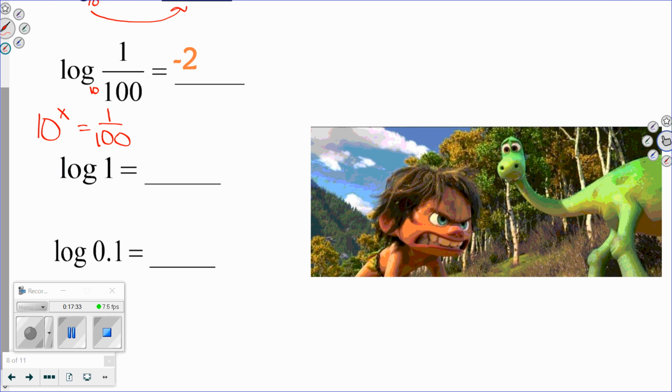Log of 1? 0. Good. All right, because again, 10 to what power equals 1? Well, 10 to the 0 power is 1.